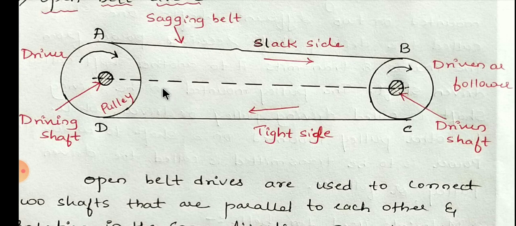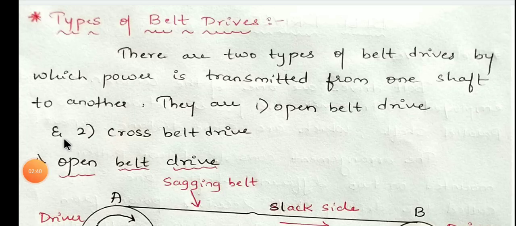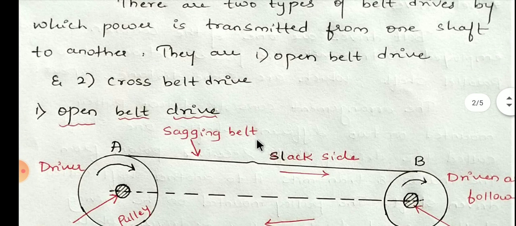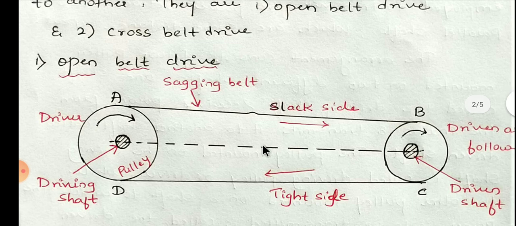Now we are going to discuss different types of belt drives. Types of belt drives. There are two types of belt drives by which power is transmitted from one shaft to another shaft. They are open belt drive and cross belt drive. In detail, we'll study open belt drive and cross belt drive.